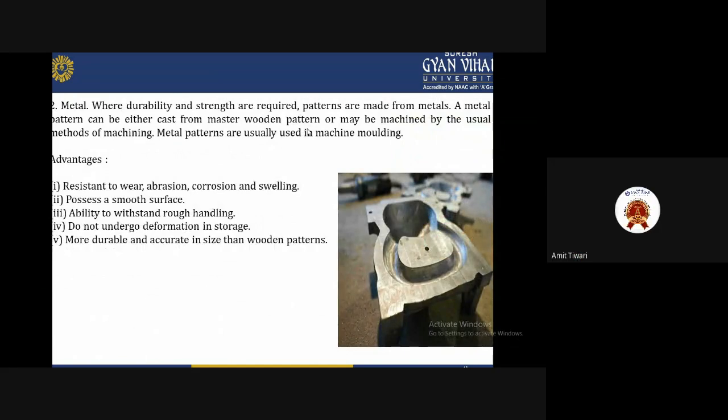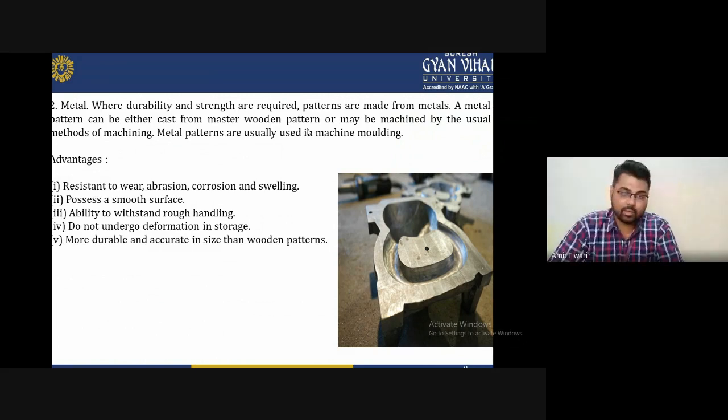Second is metal, because we know that where durability and strength are required, patterns are made from metals. If you want good strength and good durability while making a product, you will prefer the metal pattern. You can see in this diagram, these are the metal patterns, these are the blank structures. When you completely fill this with liquid material, after it solidifies you will be able to take out a product of the same size.